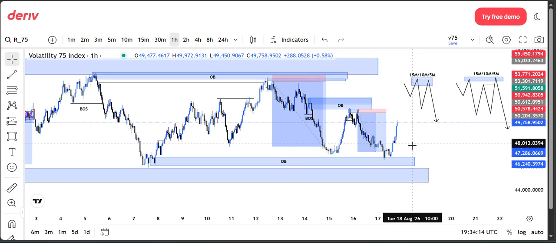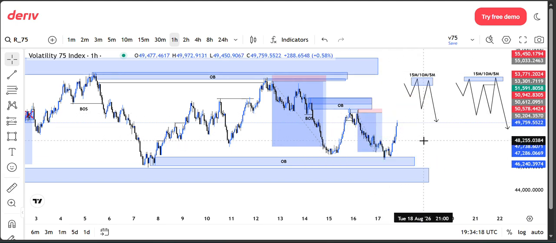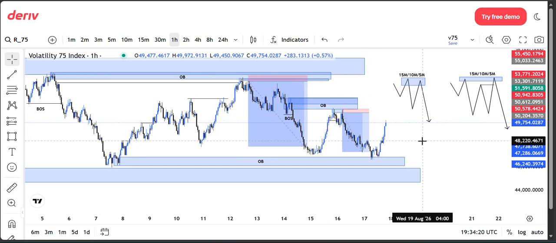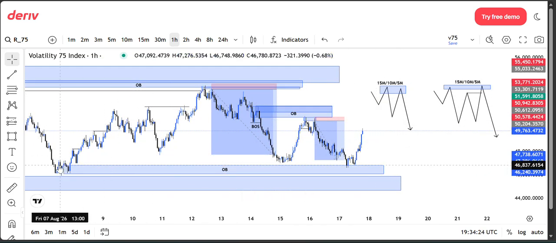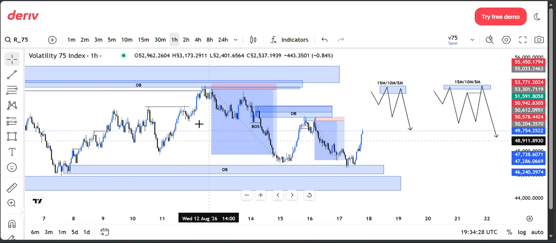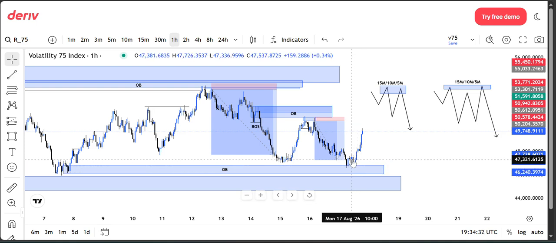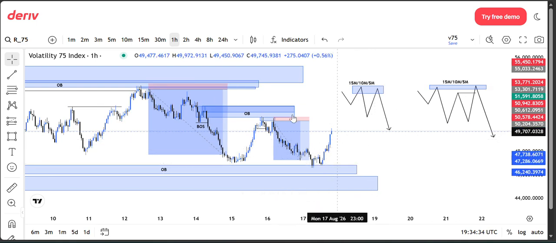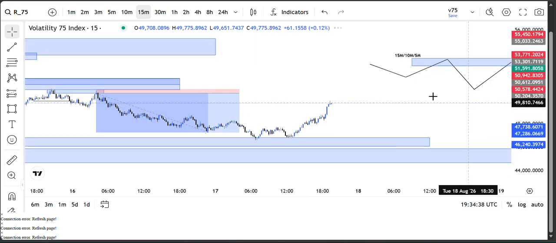Still our confirmation entry, following our entry models, the same thing. What we saw here is the same thing that happened right here. Price mitigated our order block on the 1-hour time frame. So what did we do next? We waited for our confirmation. I didn't take this particular trade, but if we go to the 15-minute time frame, let's see if we would have gotten any confirmations.